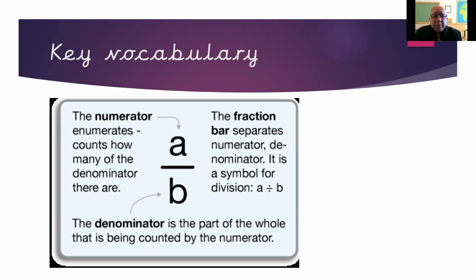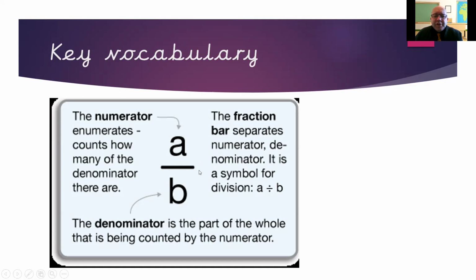The number on the bottom is called the denominator, and that tells us how many equal parts something has been divided into. Really important, that word equal. Again, I will keep coming back to that. And finally, the term we use for the line in the middle is a fraction bar, and that simply separates the numerator from the denominator.